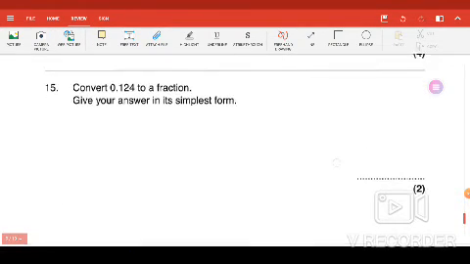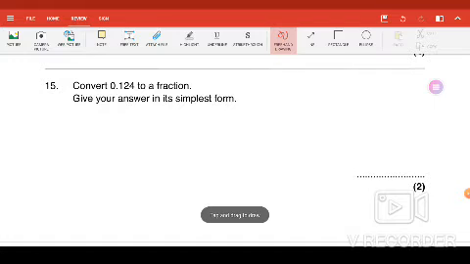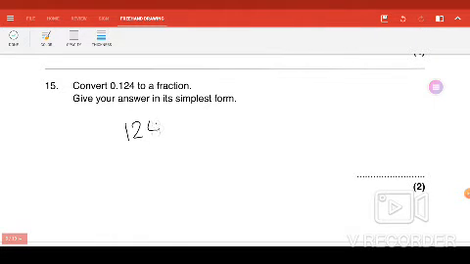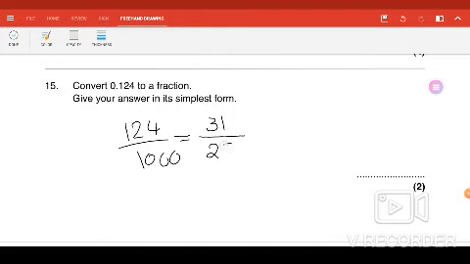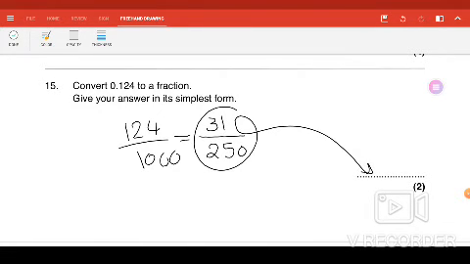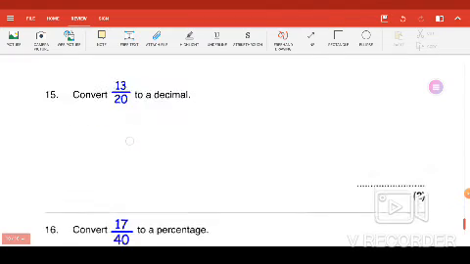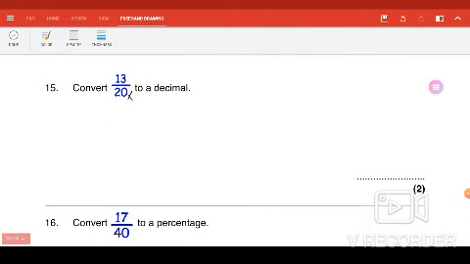Yeah, no, we have 2 questions. Convert this to a fraction. It will be 124 over 1000. We can divide this by 4 or 8. No, we can try 4 first. This will be 31 and this will be 250, and this is your final simplified answer. To a decimal, multiply by 5, multiply by 5, it will be 0.65.